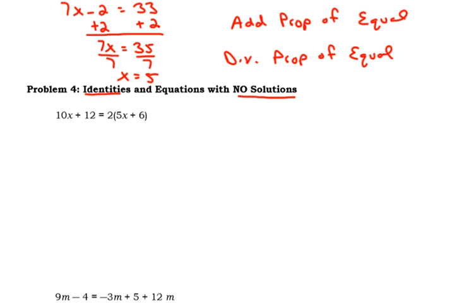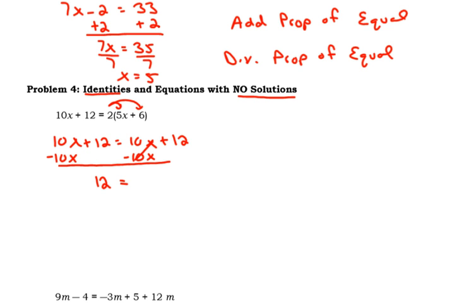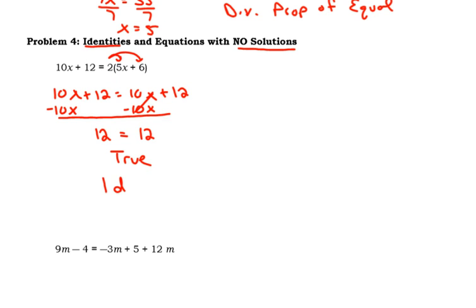So if we look at 10x plus 12 equals 2 times (5x plus 6), I'm going to have to use my distributive property on the right-hand side. 2 times 5x is 10x. 2 times 6 is 12. I've got variables on both sides. Since I have a positive 10x, I'm going to subtract 10x on both sides. But 10x minus 10x is 0, leaving me with just the 12 on the left-hand side. And on the right-hand side, 10x minus 10x is also 0, leaving me with a 12 on the right-hand side. Since my variables were eliminated, and this is a true statement that 12 equals 12, that means that this is an identity. What does that mean? That means that every value of x will work to solve this equation.